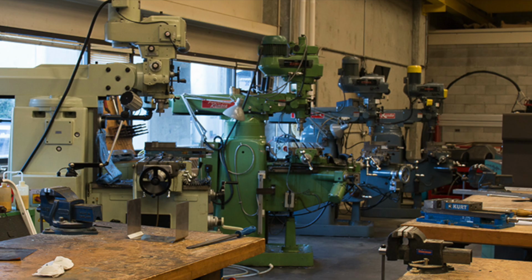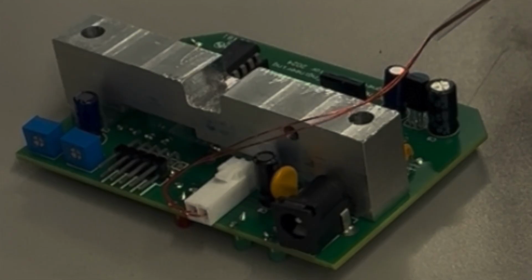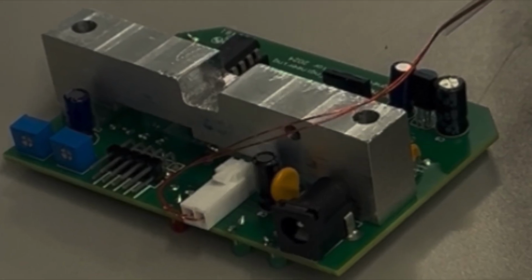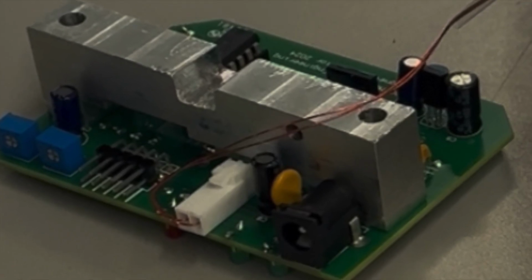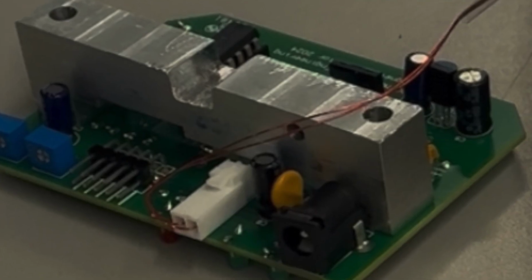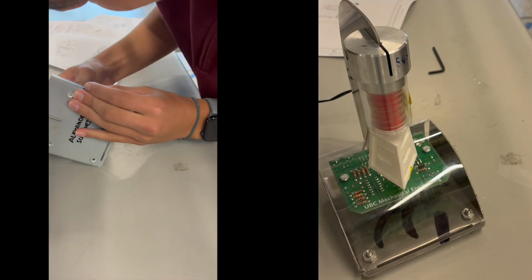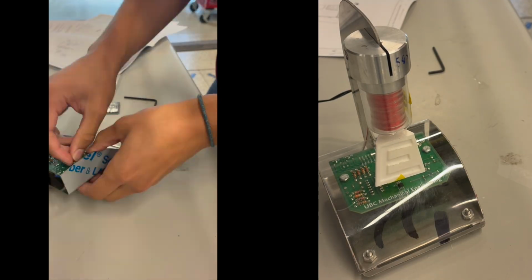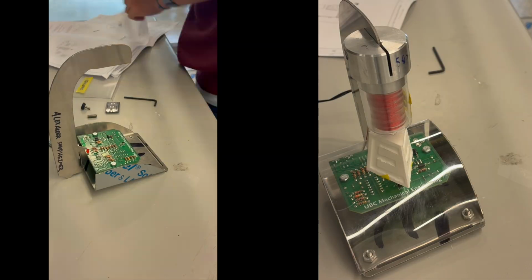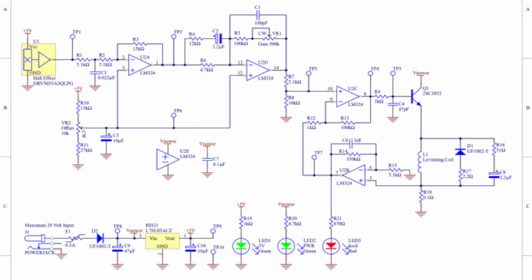Another commonly used metalworking machine is the mill, which was used to cut this aluminum PCB mount. The mill uses a flat-headed drilling tool to scrape material off of a workpiece. All of the machine parts are used to form a case for the magnetic levitation device. Inside the case is a circuit board which controls the magnetic levitation. This is a diagram for the magnetic levitation device circuit.